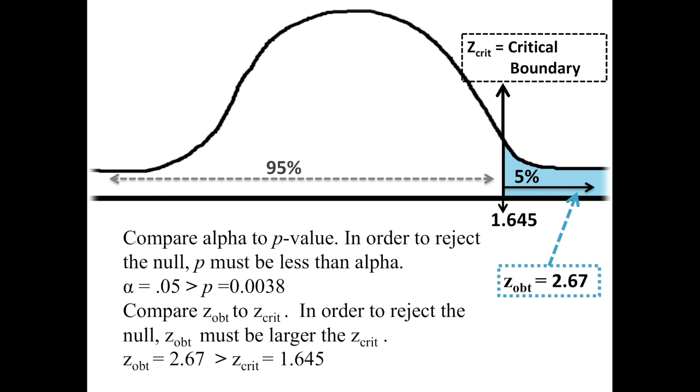It's going to look a little bit different. See how we don't have another tail on this side? Because of directionality: increase, decrease, greater, less than, more, less. Those kinds of words are going to tip you into thinking that it's a directional test. Okay? So we have our alpha 0.05, we have 5% over here. Our z obtained is way over here. We reject the null.